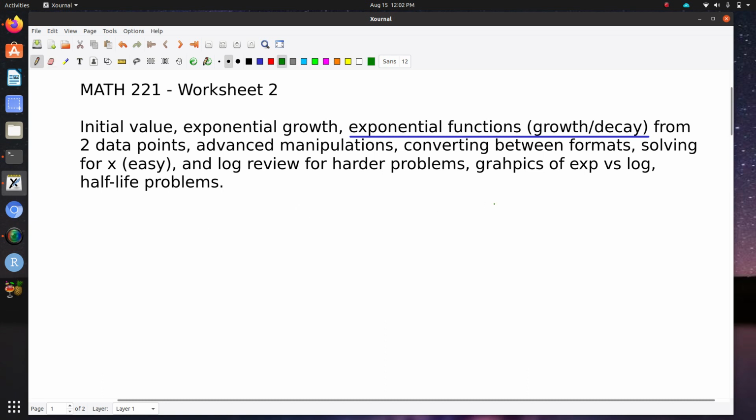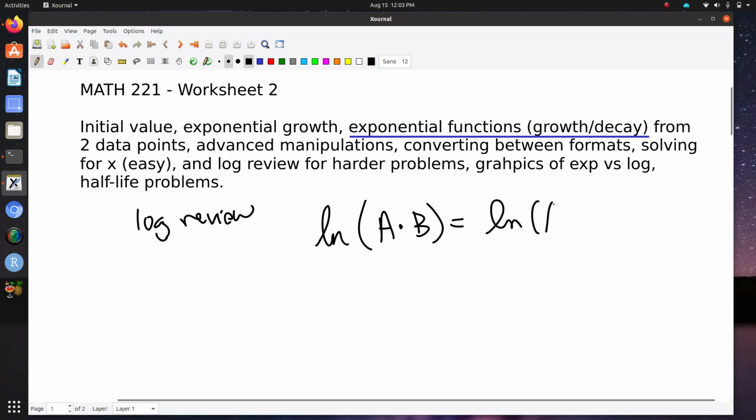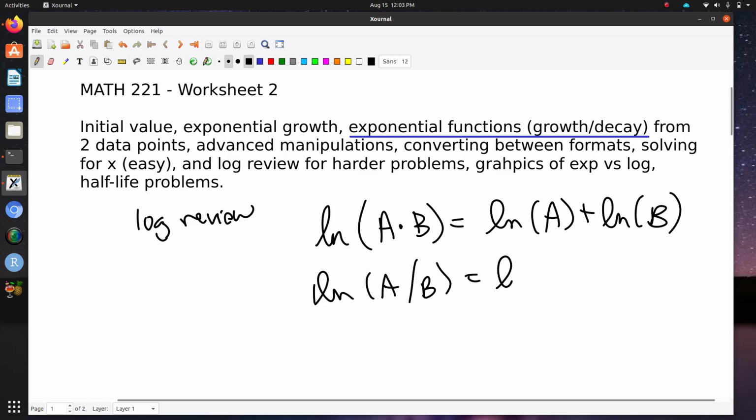Okay, what other things might you be expected to demonstrate? Oh yes, the simple log reviews. Okay, so log, regular or natural log, it doesn't matter. Natural log of a times b is natural log of a plus natural log of b, and natural log of a divided by b, that turns into a subtraction.